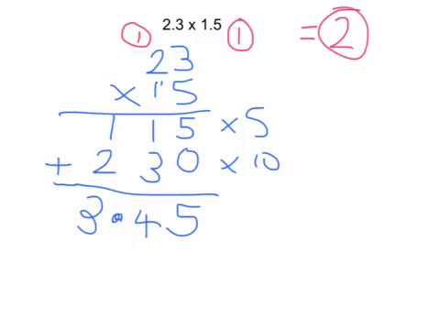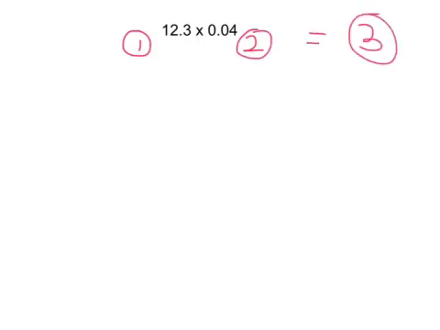Let's try another one. In this question we've got 12.3 times 0.04. So how many decimal places have we got? On the left hand side we've got 1. On the right hand side I've got a 0 and a 4, so we've got 2 there. What's the total? 3. So we're going to have 3 decimal places in the answer, the same number as in the question.